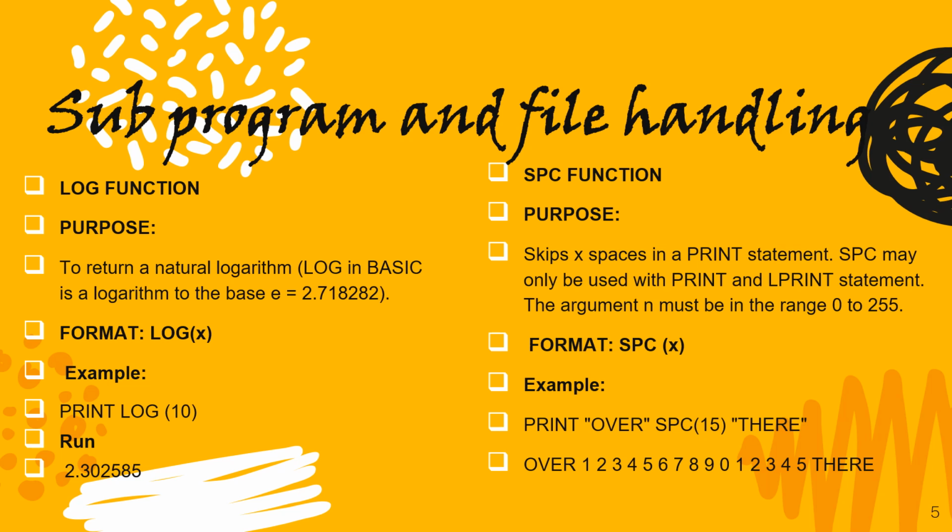At the right-hand side, the SPC function is used. The purpose of the SPC function is to skip X spaces in a print statement. SPC may only be used with PRINT and LPRINT statements. The argument n must be in the range 0 to 255, and the syntax for the SPC function is SPC(X). The example is PRINT "over" SPC(15) "there". Look, over is printed, then 15 spaces are left, and then there is printed.